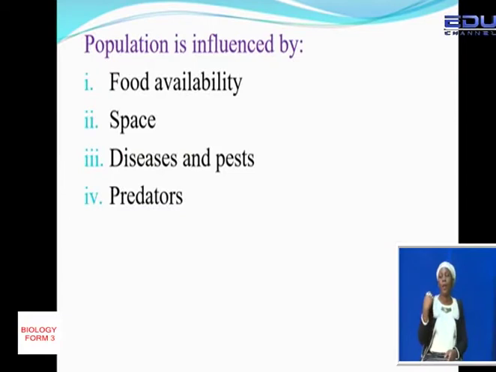So population is influenced by, 1, food availability. If there is food, then the population will increase. Number 2 is the space. If the space is less, then organisms might run away, or they might actually leave the place. We have also other factors that influence it, which are diseases and pests. And these diseases and pests can kill these organisms. And lastly, the predators. The number of predators will determine the number of prey in that area.